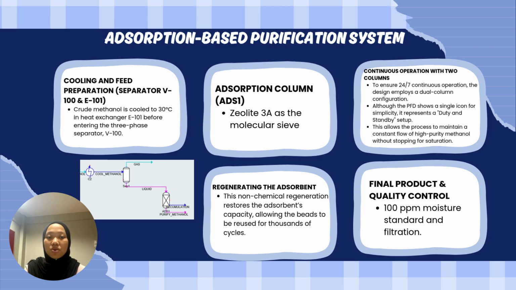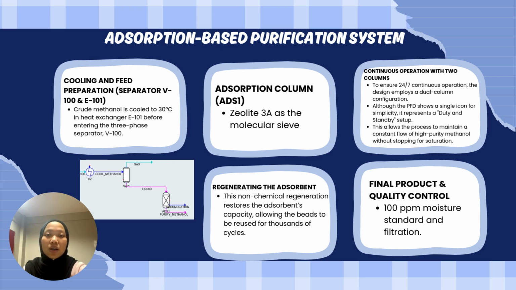To ensure continuous operation, a dual column system is utilized. While the PFD shows a single icon for simplicity, it represents a duty and standby configuration. This allows the plant to maintain a constant output of high purity methanol without stopping when a bed reaches saturation.